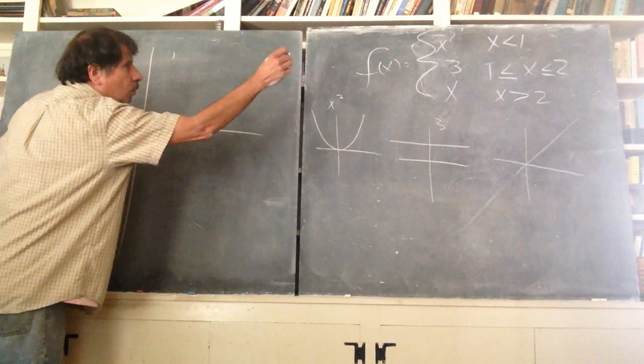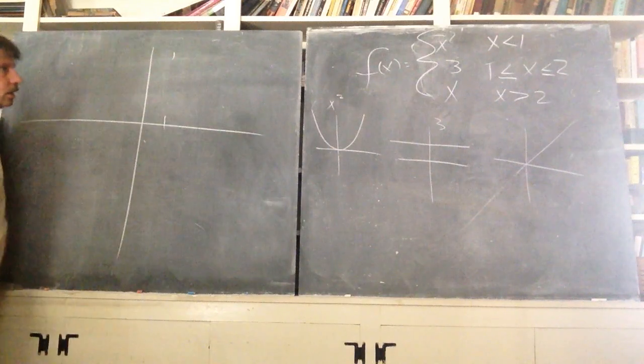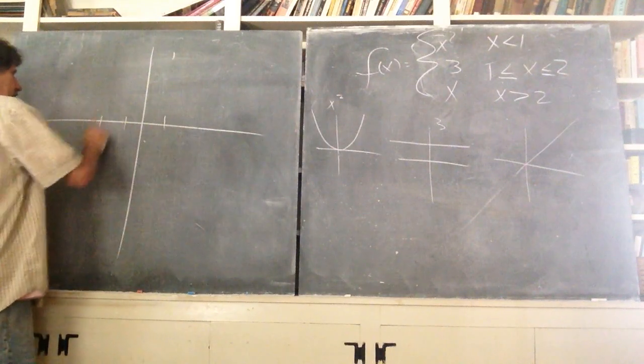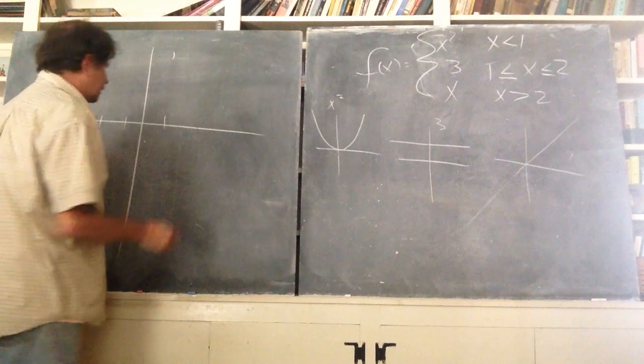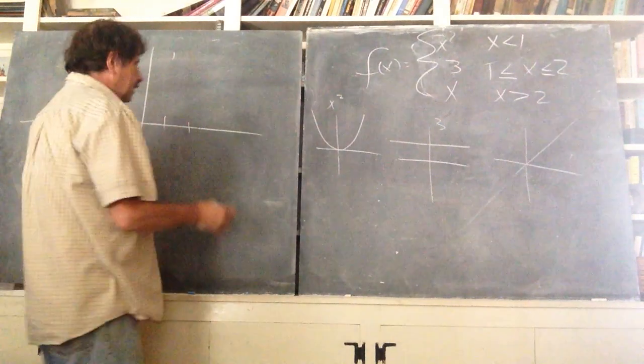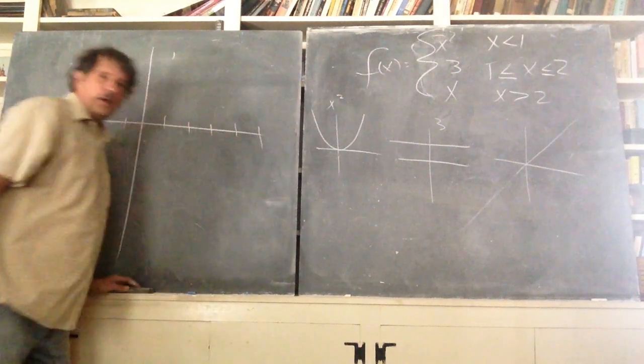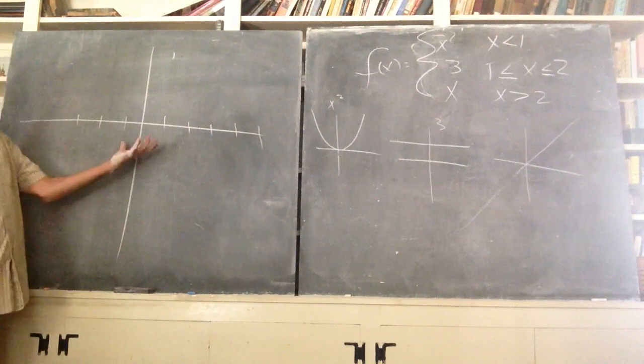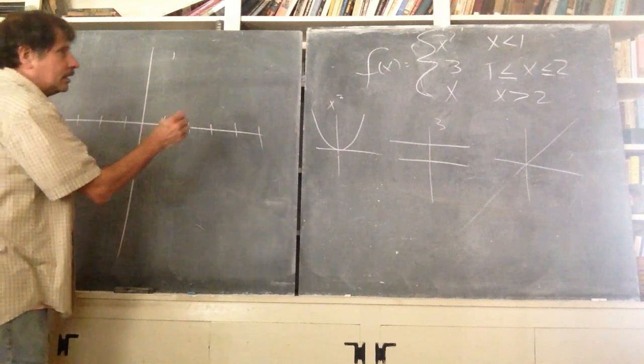What do we have to go to? There's 1. We'll go to 0, -1, -2, 3. And then to 2. There's 2. And then over 2. So I'm just putting out the x-axis, and then x squared.